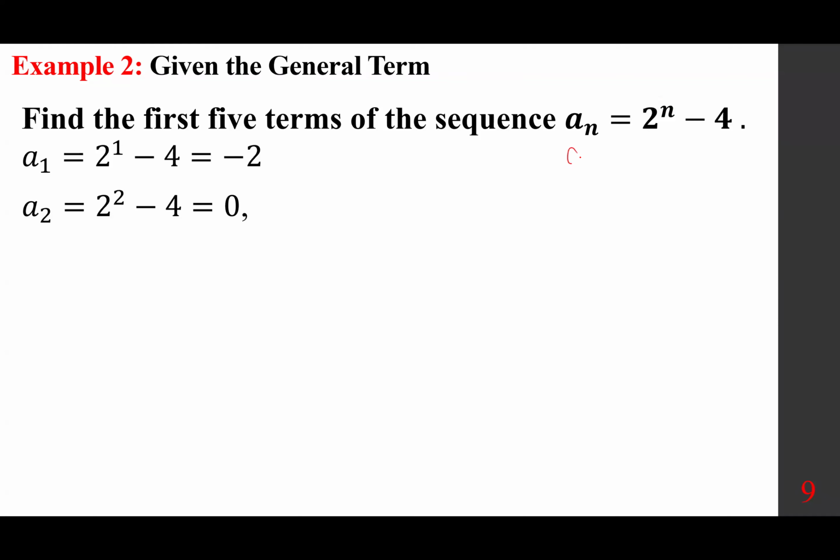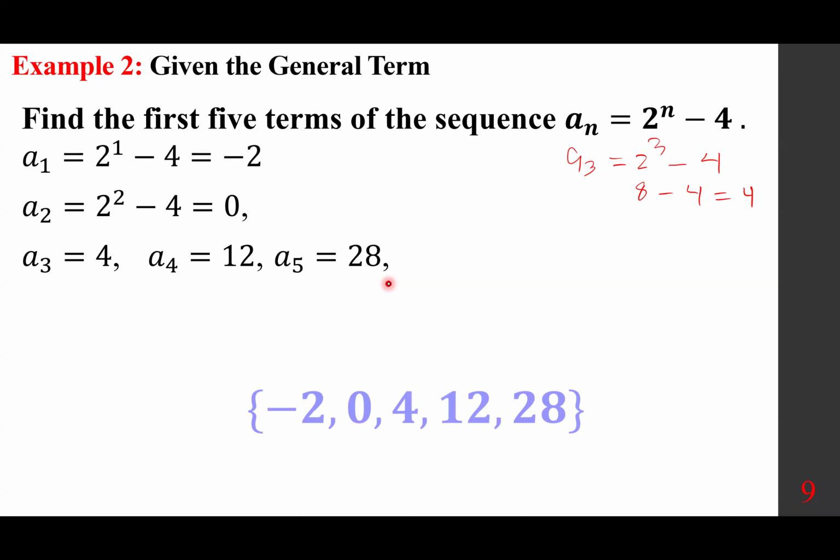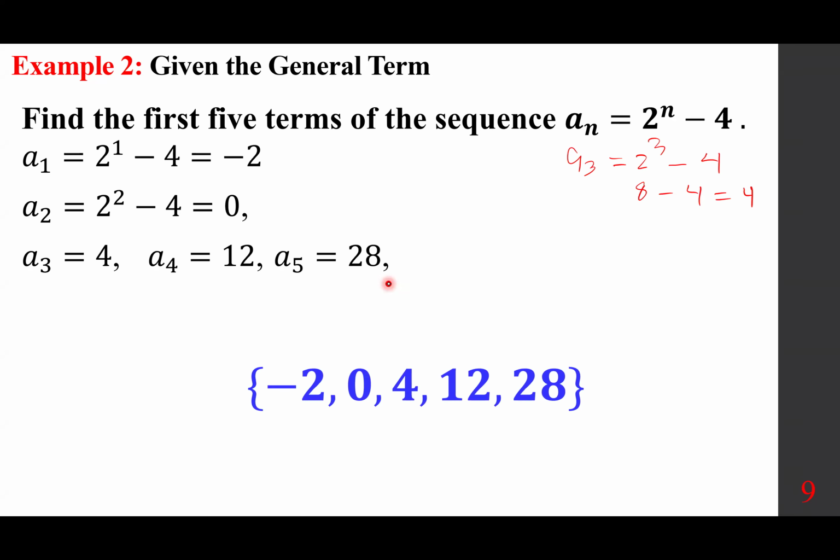If I want the next one, I'm going to call it a sub 3. So 2 cubed, which is 8, minus 4, which is 4. And I'm going to leave it for you to find the other two in the same manner. And we're going to write it. It's good practice to put everything together. So we have negative 2, 0, 4, 12, 28. We just wanted the first 5 terms. The idea is that if you can come up with 5 terms, you can easily come up with more terms. It's not a big deal.